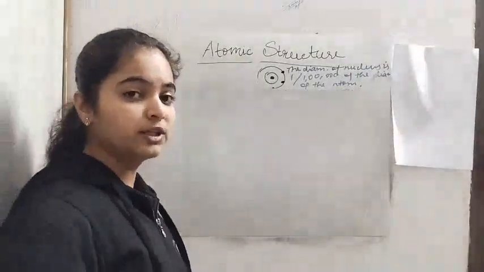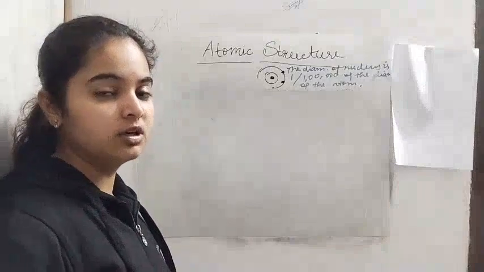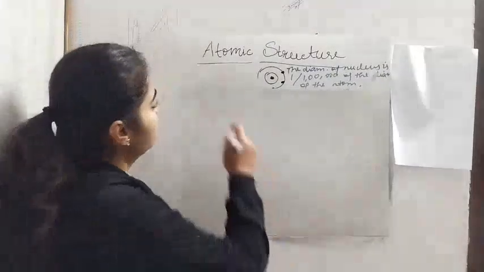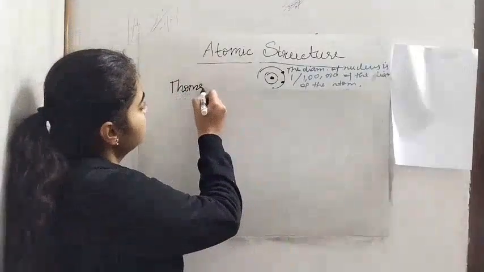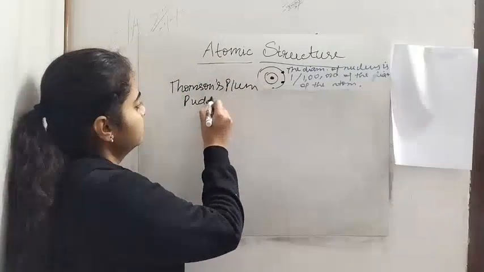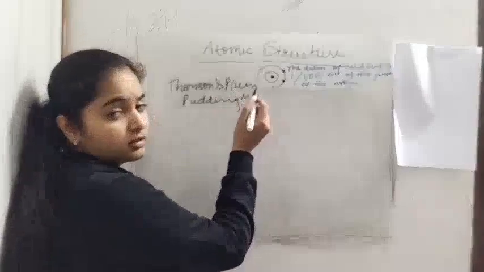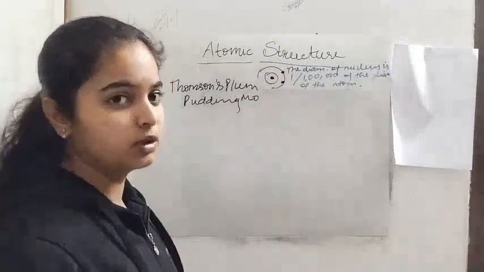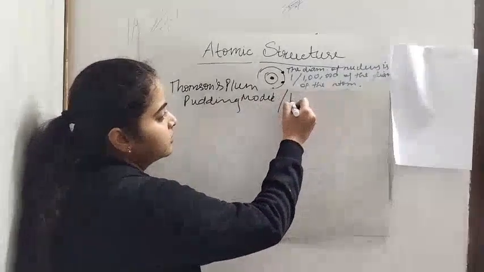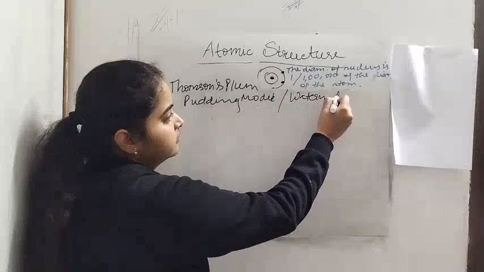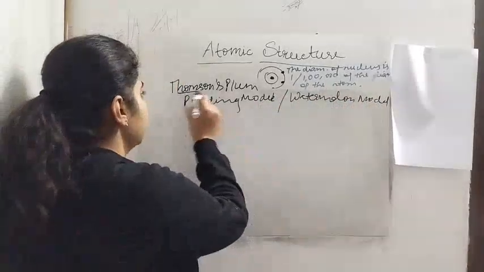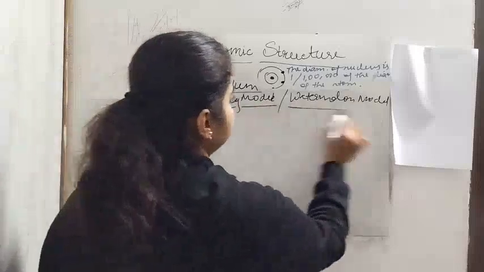So after Dalton's atomic theory comes the Thomson plum pudding model. A model of the atom was given by Thomson, which was Thomson's plum pudding model, or it is also known by the name watermelon model. I will tell you why. Or watermelon model given by Thomson. This was the scientist who gave this model.